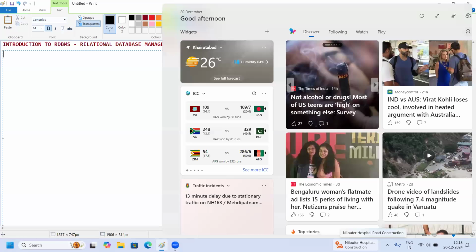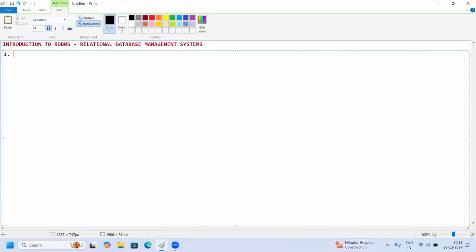First point I'll write. What is it? RDBMS equals R plus DBMS. Especially this R stands for referential. It is a technical word. R stands for referential. What is referential? It is one of the integrity constraints.